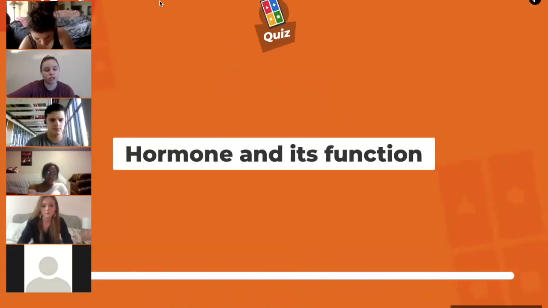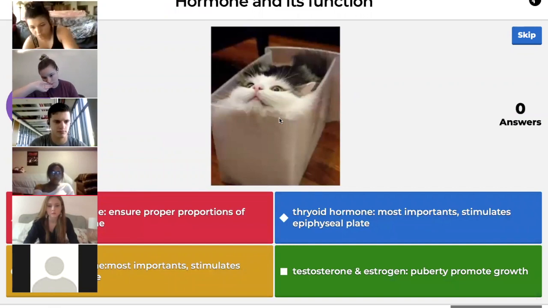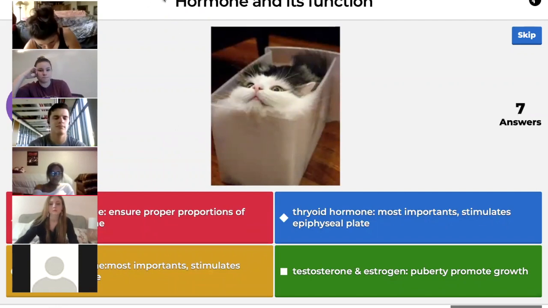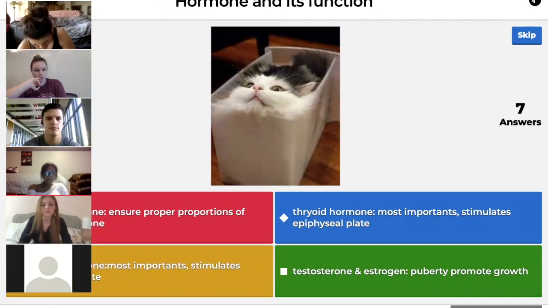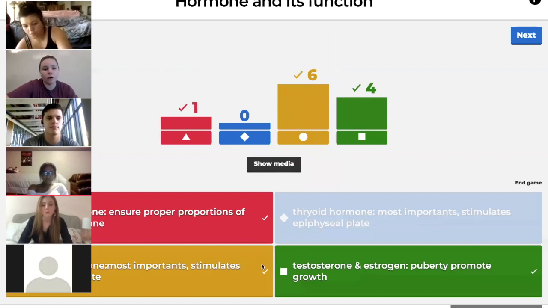Match the hormone and its function. Okay, cool. So thyroid hormone ensures proper proportion and it regulates growth hormone. Growth hormone is the most important and it stimulates the epiphyseal plate to divide and proliferate and to make us taller or whatever our bone needs to do. And then testosterone and estrogen promotes growth during puberty.